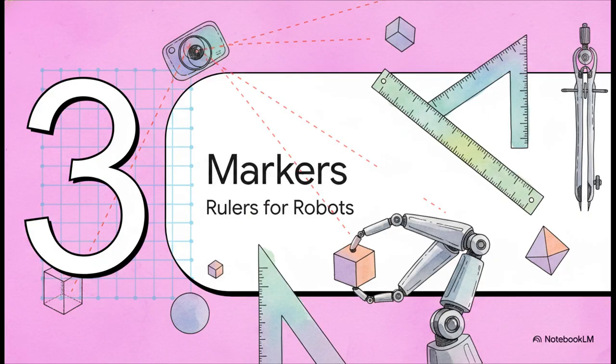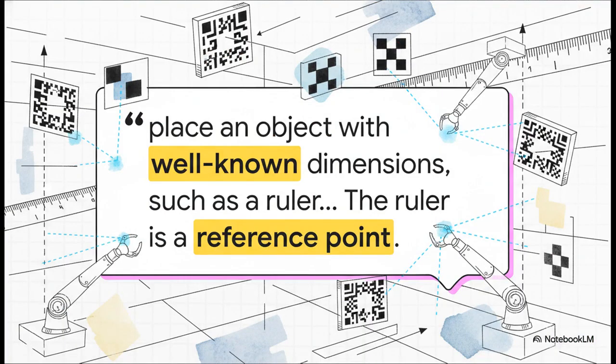All right, so our camera's vision is now crystal clear. But that's only half the battle. How does it actually figure out where something is in 3D space? And just as important, how does it know how big that something is? Well, the answer is pretty simple. You give the camera something it can measure against. You literally give it a ruler for robots, if you will.